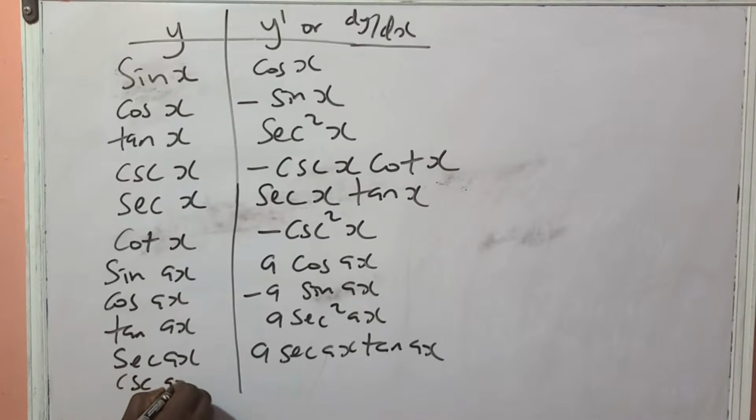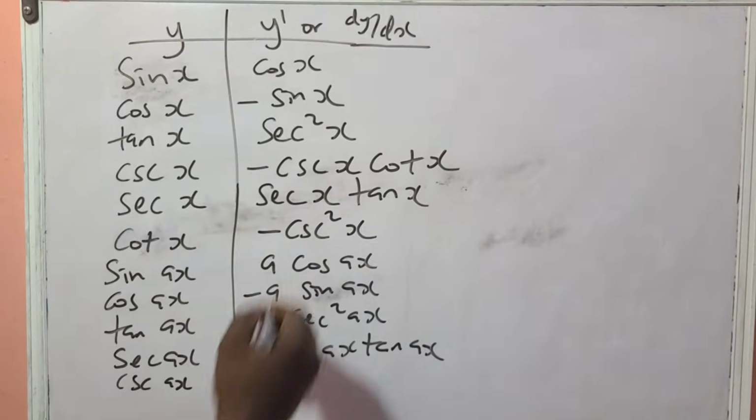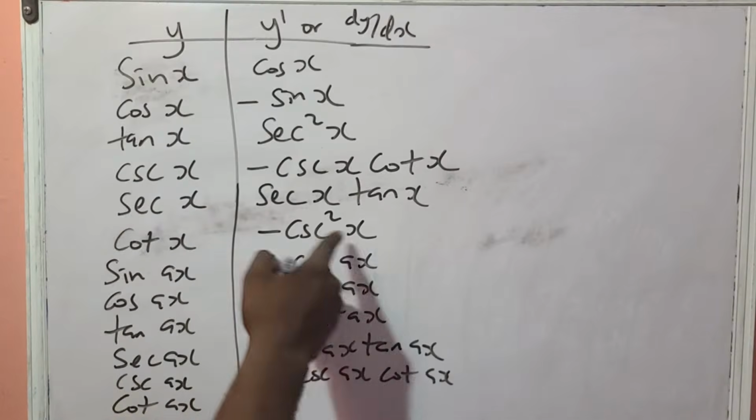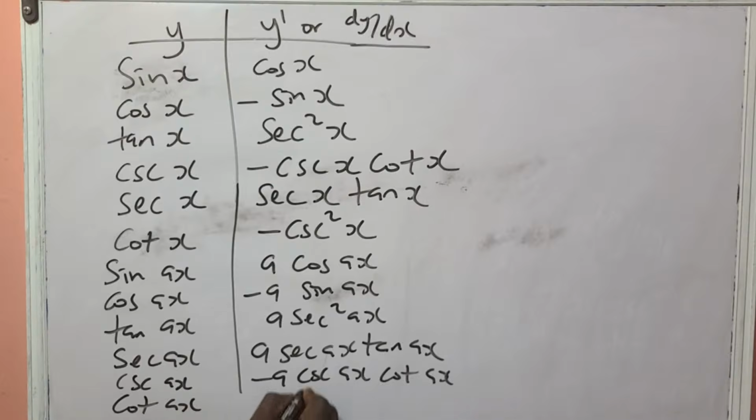So cosec ax, of course you will follow with this one. That will be minus a cosec ax cot ax. You can see the pattern. That's all. You just need to understand the pattern. If you differentiate cot ax, look at cot here. This will be minus a cosec square ax.